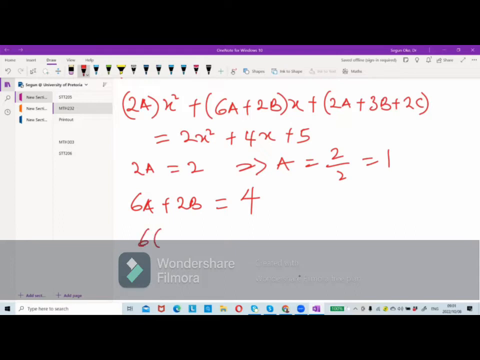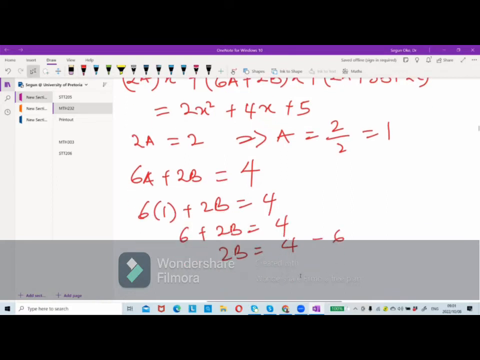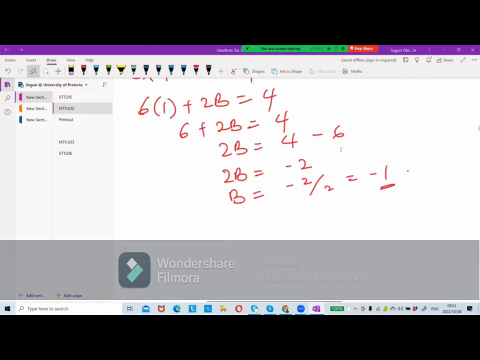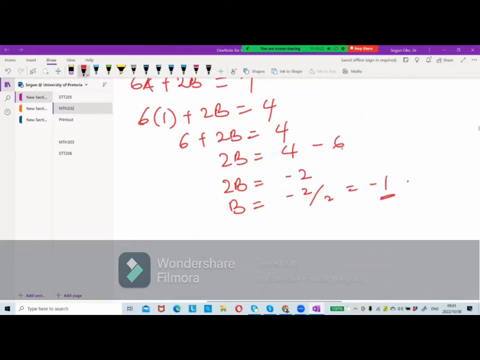So we have 6 into 1 plus 2b equals to 4. We have 6 plus 2b equals to 4. 2b is equals to 4 minus 6. So we have 2b is equals to minus 2. Our b is equals to minus 2 over 2 equals to minus 1. Are we together now? Yes, sir.